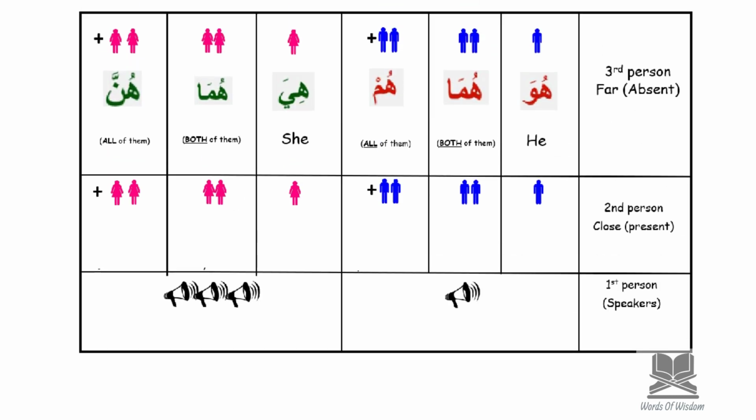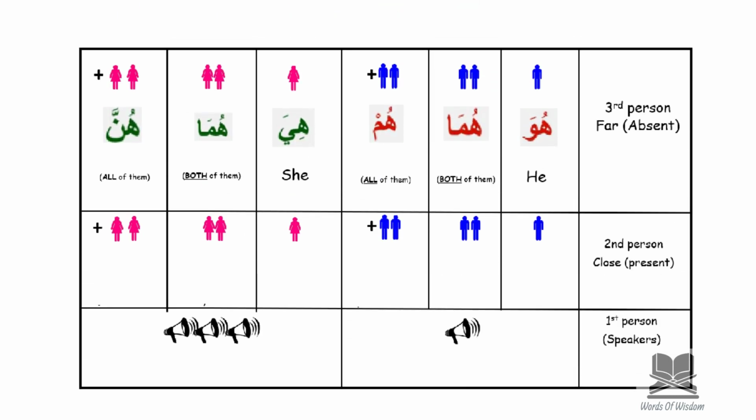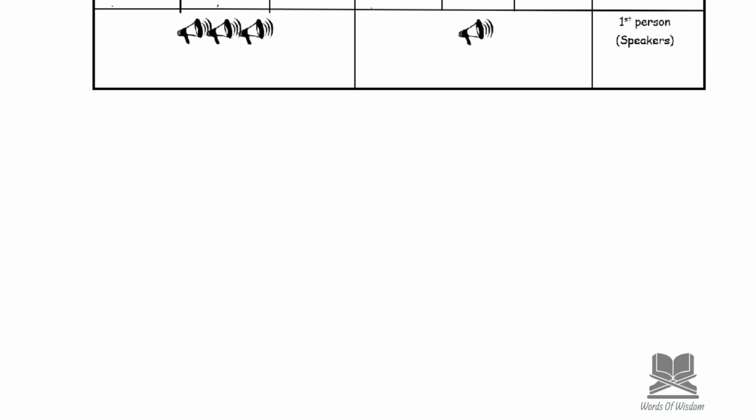So, he is huwa. Both of them, meaning the male, is huma. All of them, as in the male, it's hum. She is hiya. Both of them, as in the ladies, is huma. And all of the ladies are hunna. So instead of having to say the names over and over again and you wanted to refer to a group of women, you would say hunna. So again, it's huwa, huma, hum for the male, hiya, huma, hunna for the females.